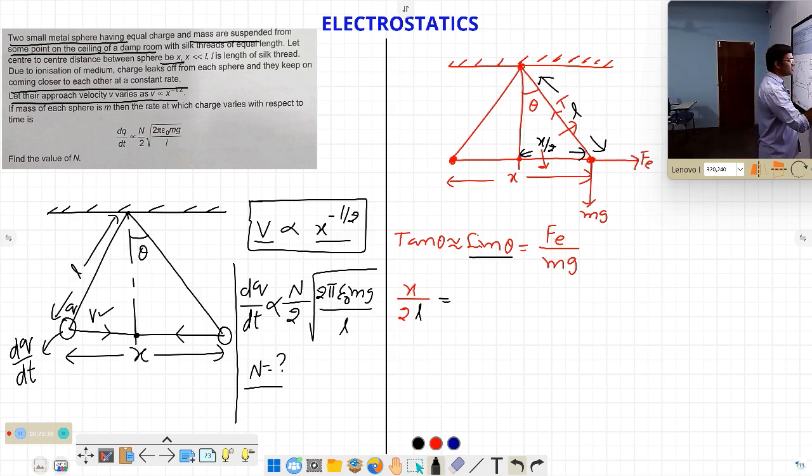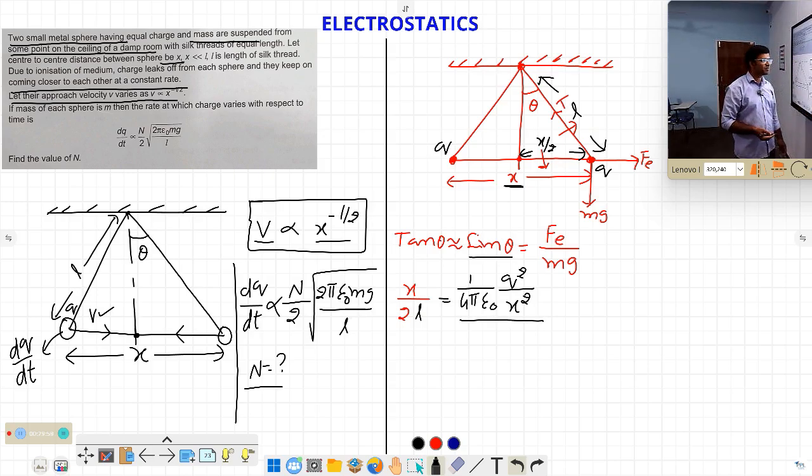What is Fe? That is nothing but, as per the formula, 1 by 4 pi epsilon naught into charge. Both have the same charge, Q and Q. So this Q and Q I can write as Q square by the square of the distance between them. What is the distance between both the charges? That is x square. So that is the electrostatic force between the two charges, by mg. What is mg? Weight of the body.